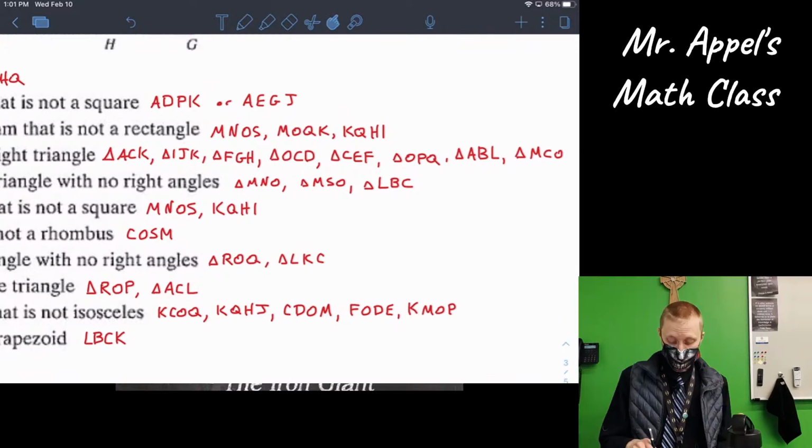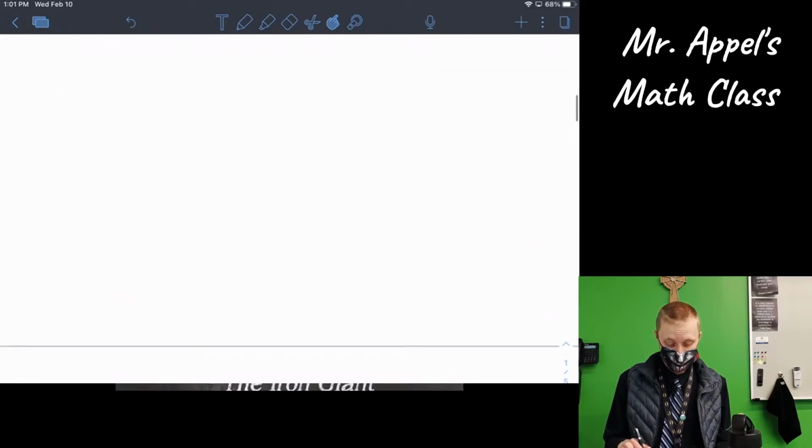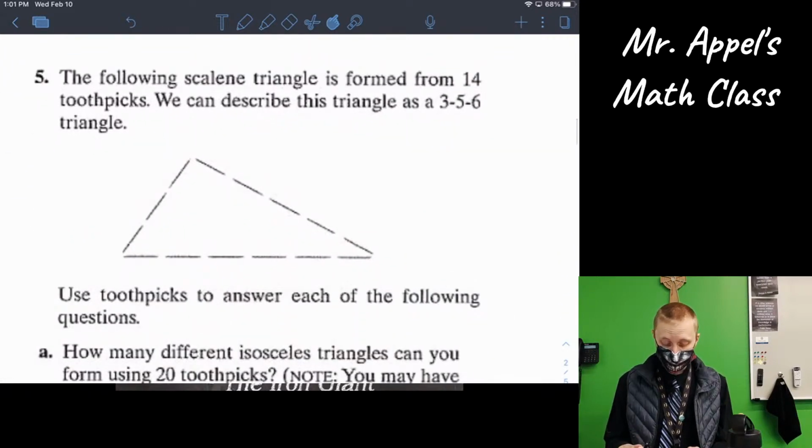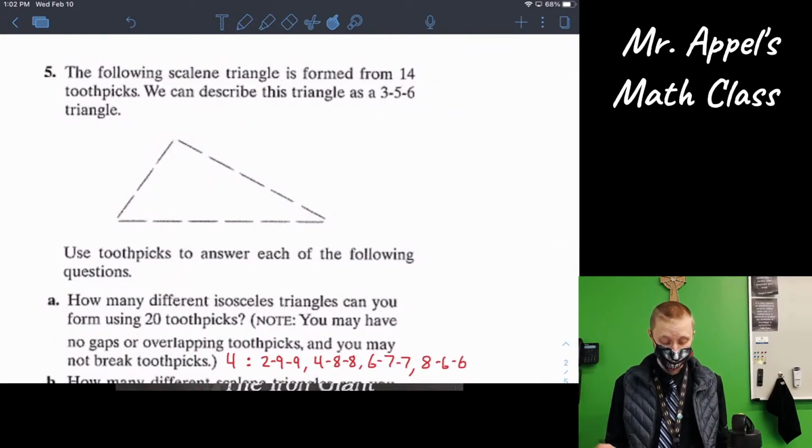All right, so let's go back then. We stopped there. So we still have to do 5. Making triangles out of toothpicks.